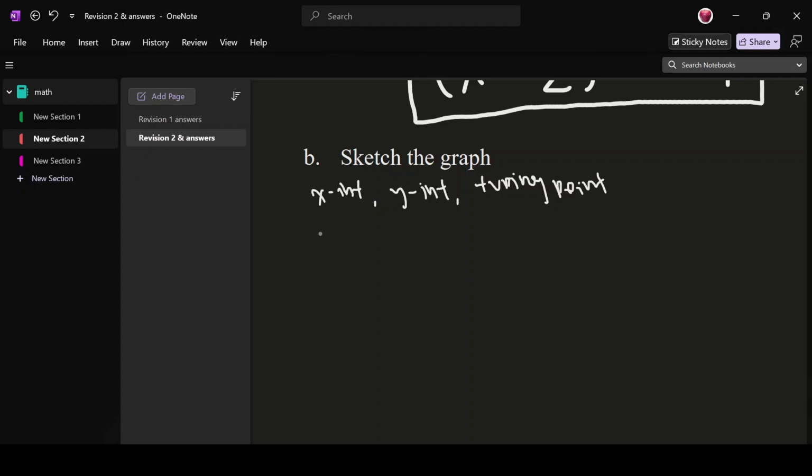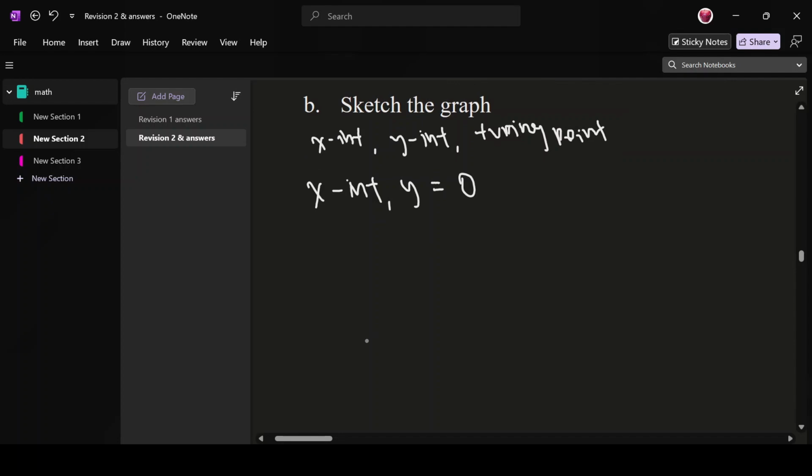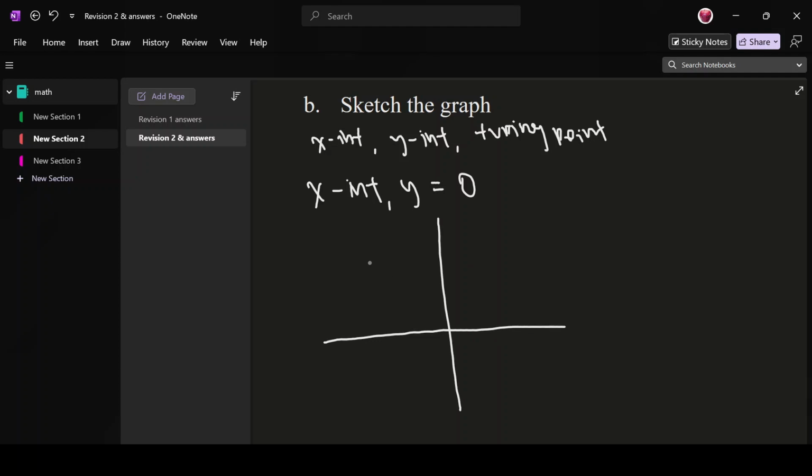Okay, so let's find the x-intercept first. When we want to find the x-intercept, the y is always equal to 0. Always. So what even is an x-intercept? The x-intercept is the point where the graph touches the x-axis. So for example, I have a graph like this. The x-intercepts are here and here. When it crosses the x-axis, y is always equal to 0 because the x-axis lies on the point where y is equal to 0.